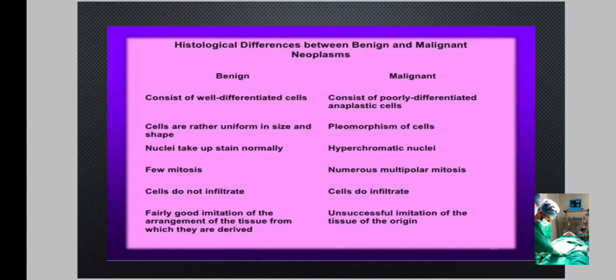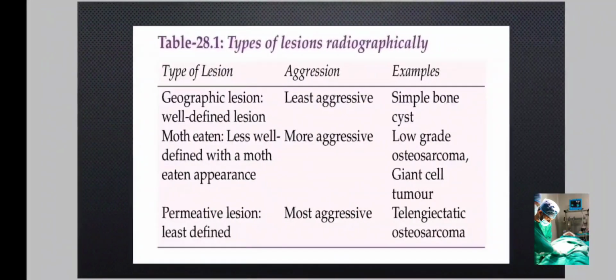But in case of malignant ones, there is nuclear polymorphism, there is increased nucleocytoplasmic ratio, there is loss of polarity, that means numerous multipolar mitoses, and these cells do infiltrate, and this can metastasize, that we have already seen from the previous slide.